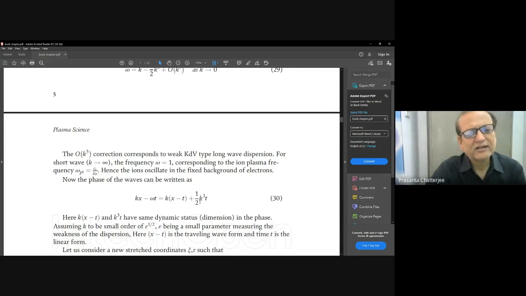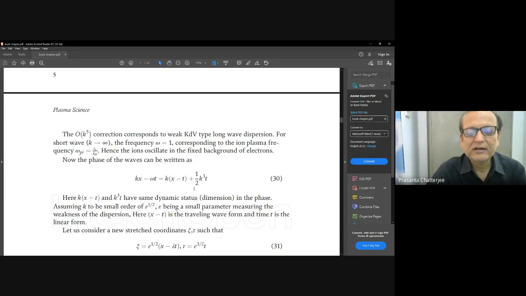So as in our consideration, k is small. As k is small, let us assume a small epsilon such that k equals epsilon to the power half. So if k is epsilon to the power half, then epsilon to the power half into (x minus t) and epsilon to the power 3 by 2 into t, both of these two terms have the same dynamic status. So x minus t shows a traveling wave form, which depends on x and t, and the second term is completely time t.